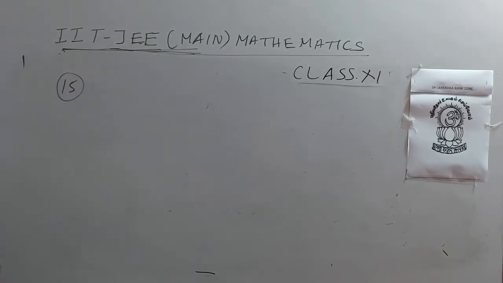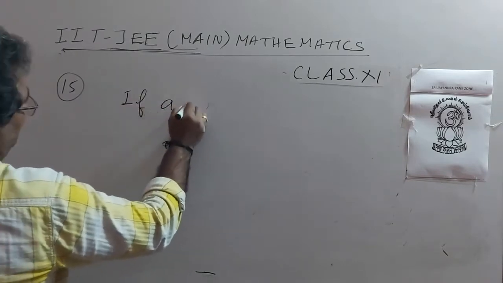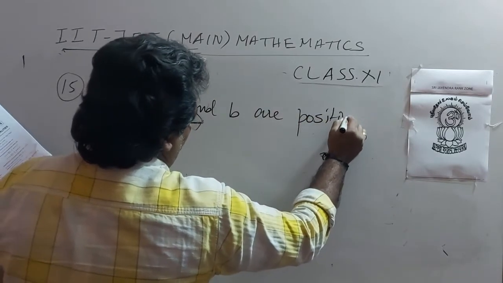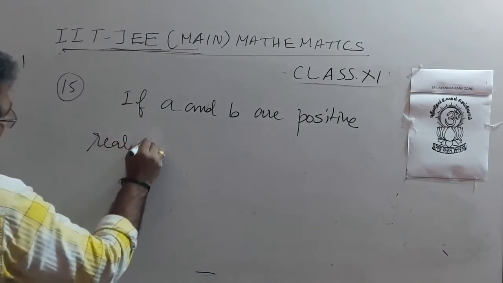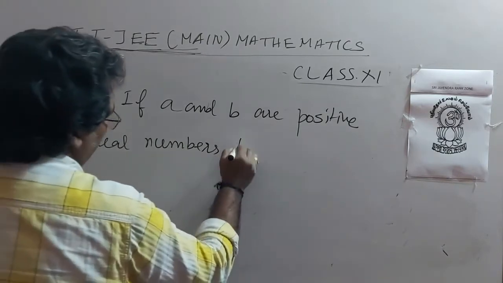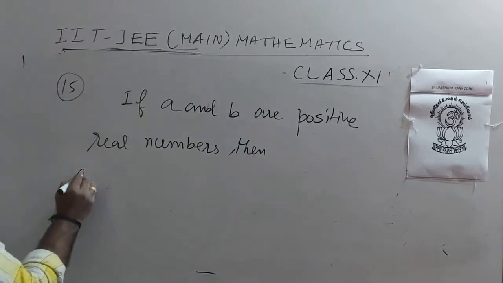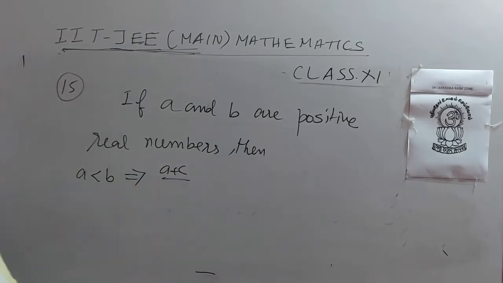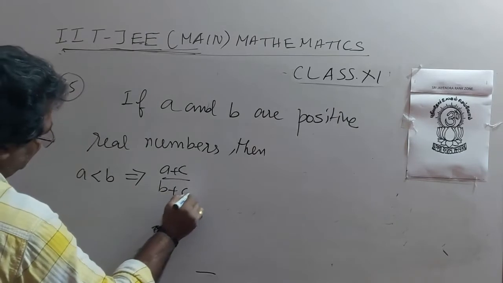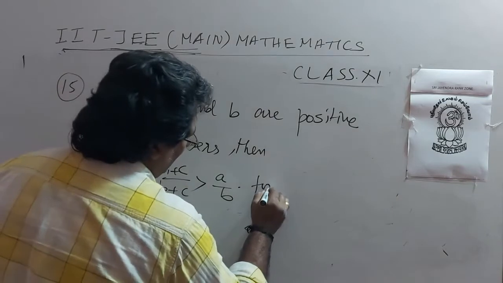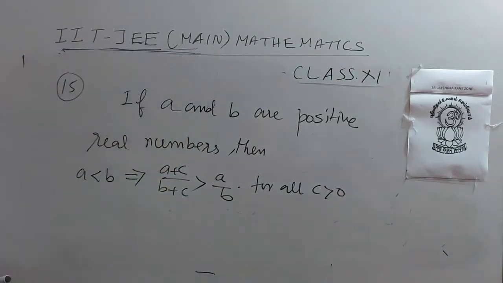So property 15: if a and b are positive real numbers, then a less than b implies a plus c by b plus c is greater than a by b, for all c greater than 0.